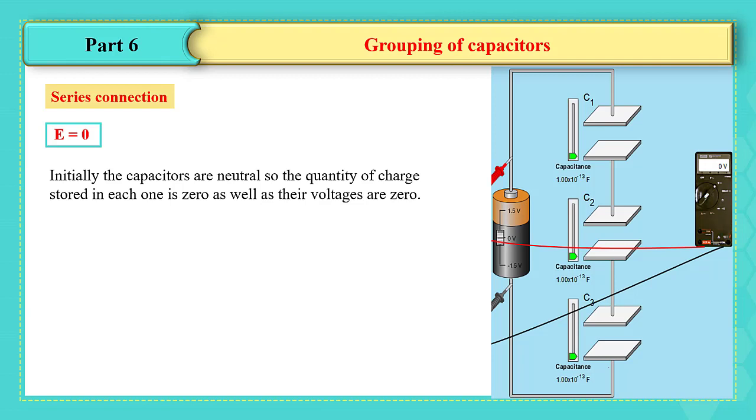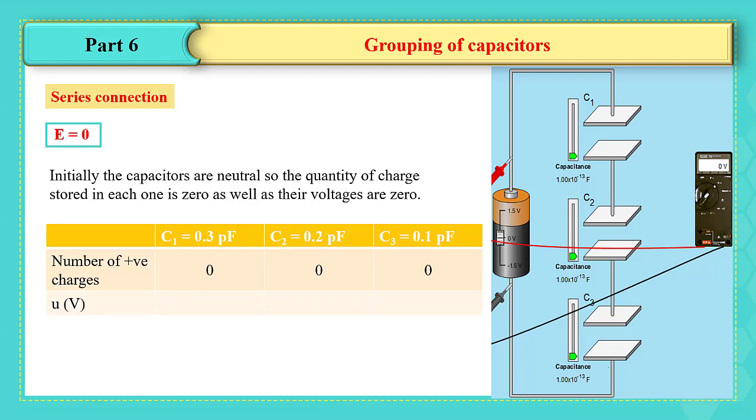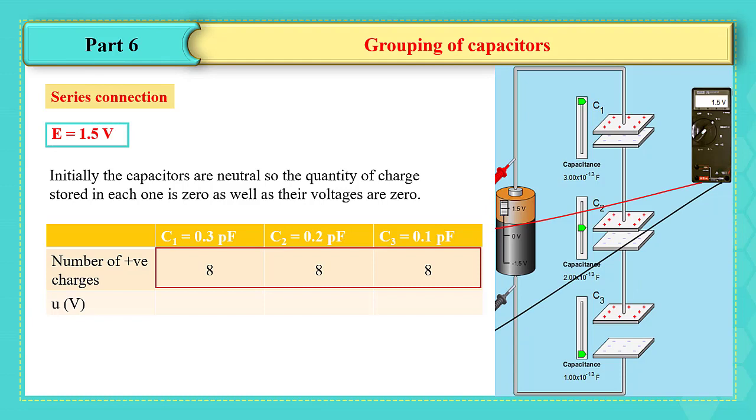Then, as we can see, the number of charges on each capacitor is equal to 0 and their voltage is equal to 0, whereas they have different capacitances which are 0.3, 0.2 and 0.1. Now if we increase the voltage of the battery to 1.5, we notice that for different values of capacitances, the number of positive charges on the plates of the capacitors are equal, and they are equal to 8.